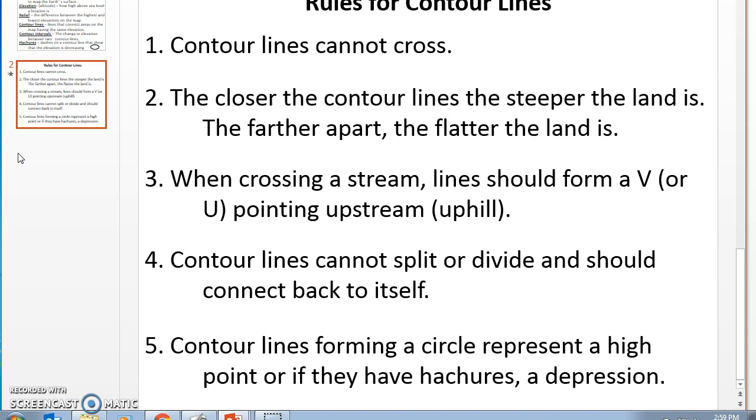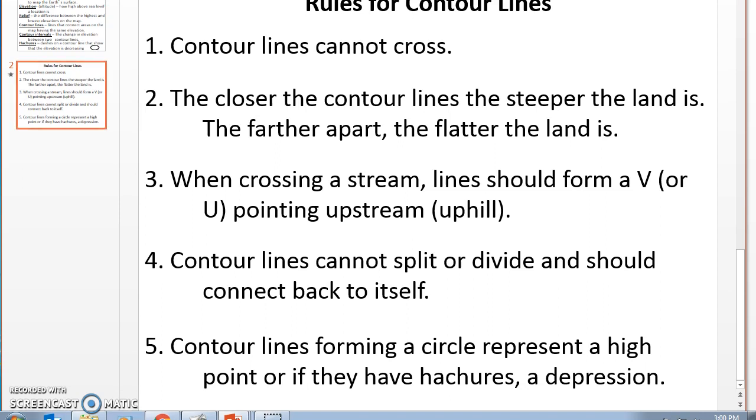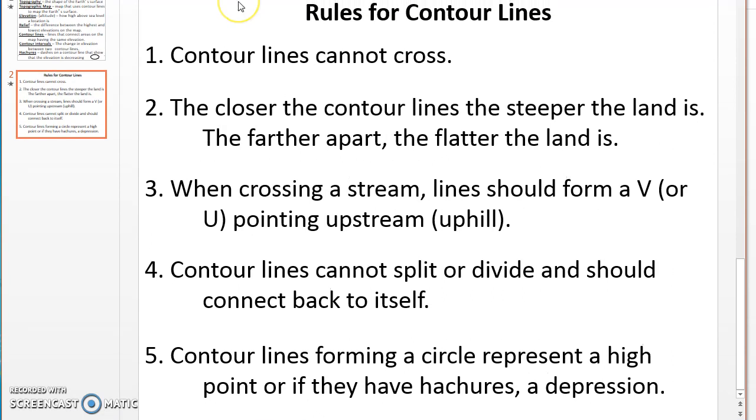Basically, a couple things. One, contour lines cannot cross. Okay, it's impossible for two contour lines to cross and have the same elevation. You can't be at 3,000 feet and at 4,000 feet at the same place. Okay, it's either one or it's the other.